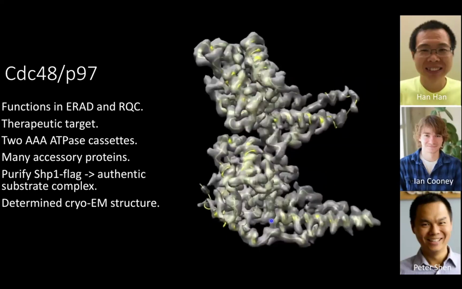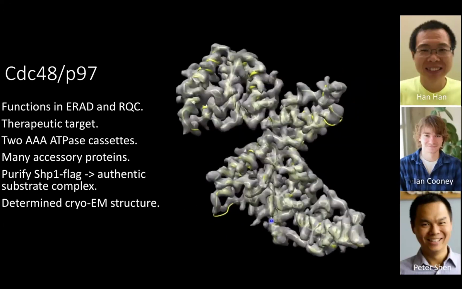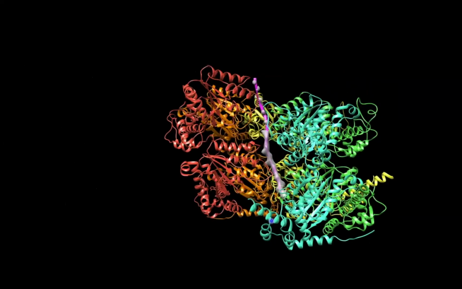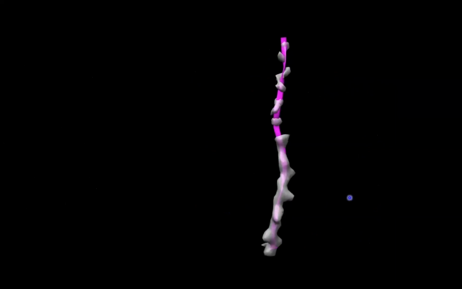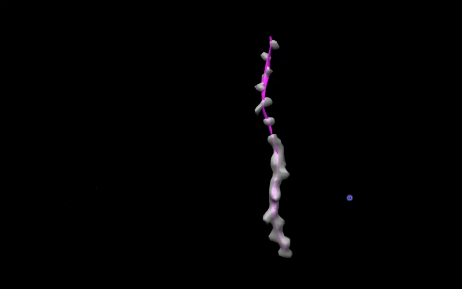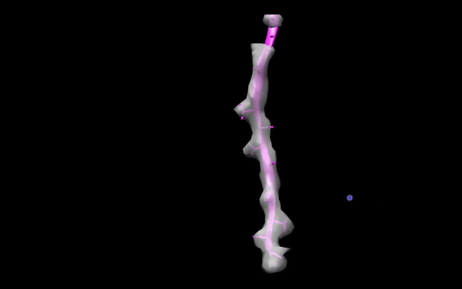And this complex was prepared in Peter's lab by affinity purification on an adapter protein, SHP1, to isolate active CDC48 complexes in the presence of ADP beryllium fluoride. The idea was to purify it with an authentic substrate, and that seems to be what happened. There is density for the substrate that goes all the way through the pore. In the C-terminal half, the lower half in this image, the density is relatively good and is reasonably modeled as a beta strand conformation.